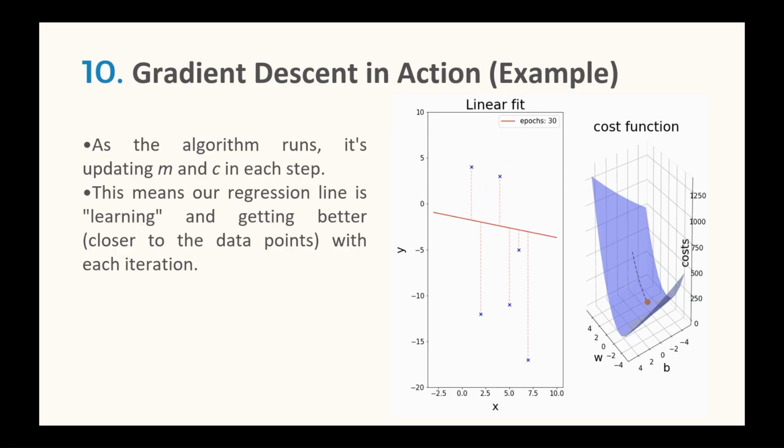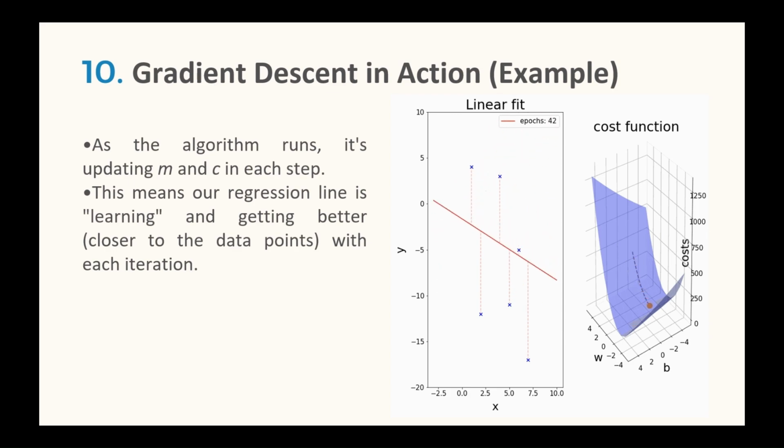This slide shows the whole process perfectly. On the right, you see the 3D bowl of the cost function. On the left, you see our data points and a regression line. This animation shows epoch 0, which means this is our starting point, our first random guess. The red line is a terrible fit for the data, and you can see on the right, the red dot, which represents our current loss, is very high up on the bowl.